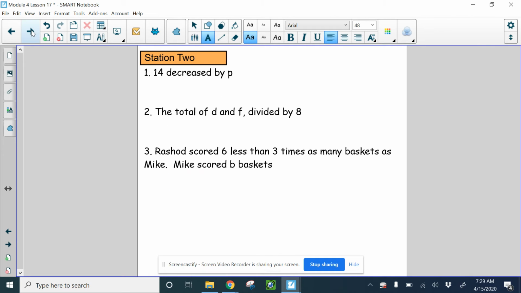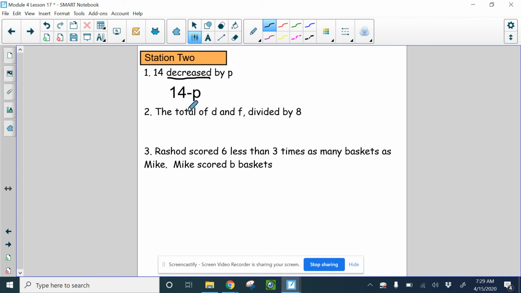All right, let's practice a couple more of these. Okay, so if I have 14 is decreased by P. So decreased is going to be a subtraction word. So I would say 14 minus P would be my expression. So whatever number I substitute in for P, I would just do 14 minus that number.